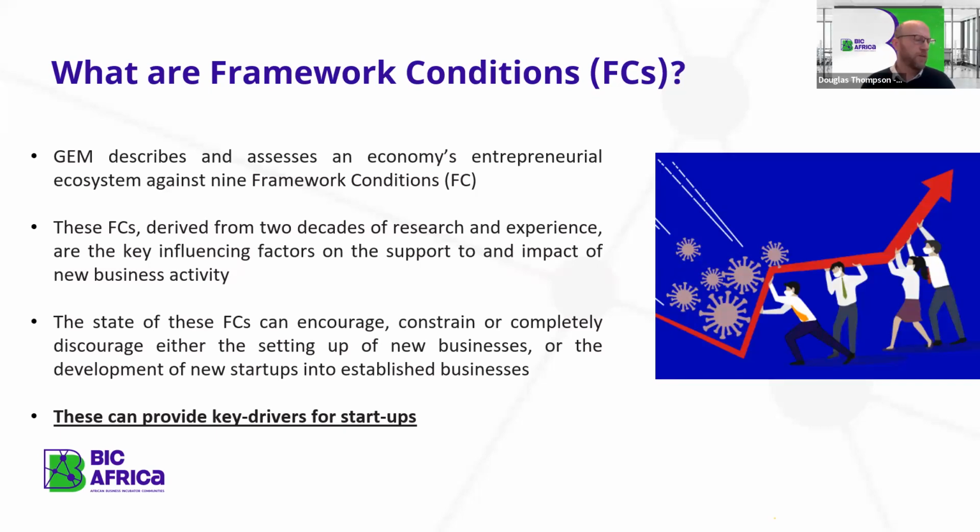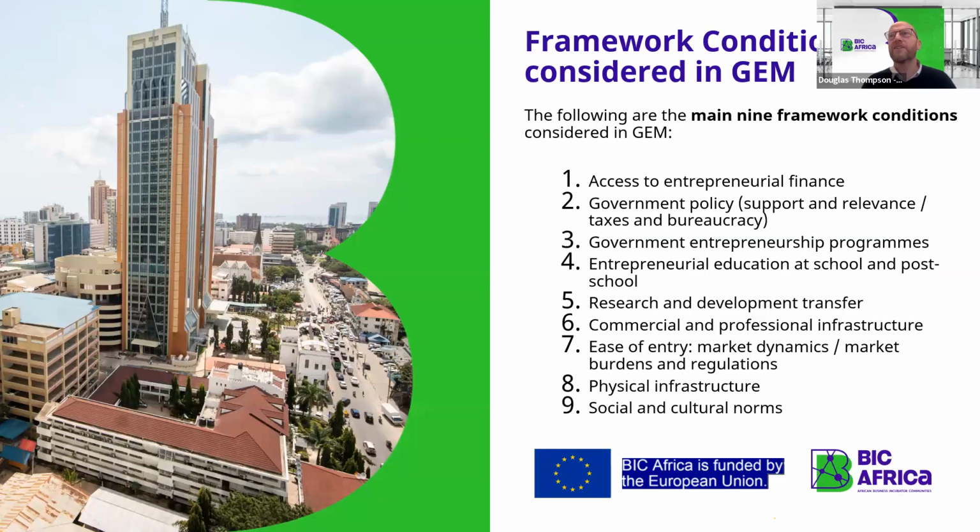But what are these framework conditions? I put 9 here. Quite frankly, they sometimes move up and down in terms of number, but 9 is a good number. We'll just leave you a chance to read those for a second. I don't think this is rocket science in a sense. I think these are quite normal.